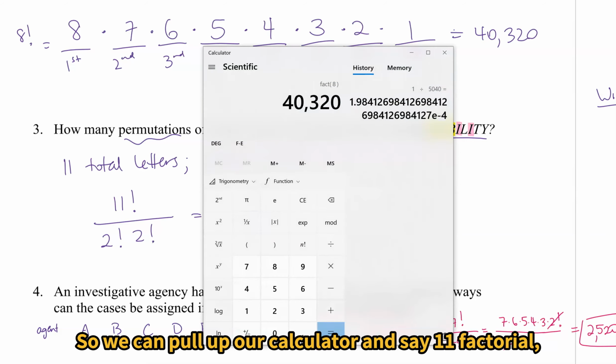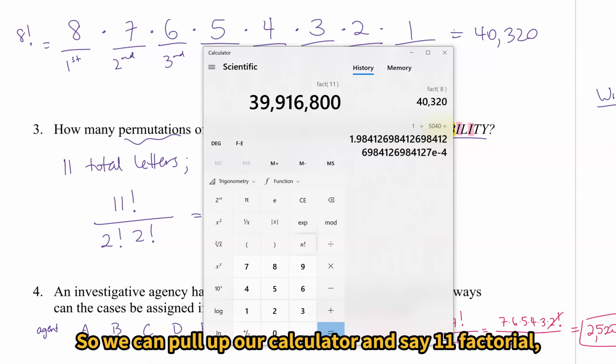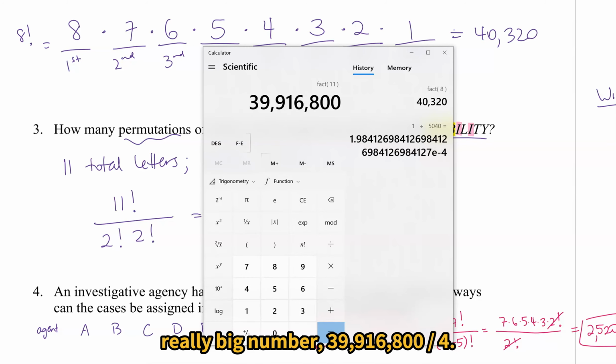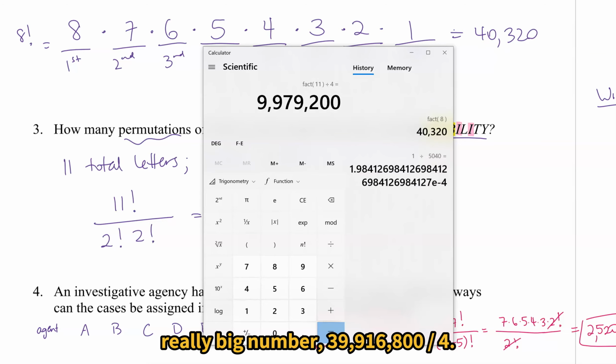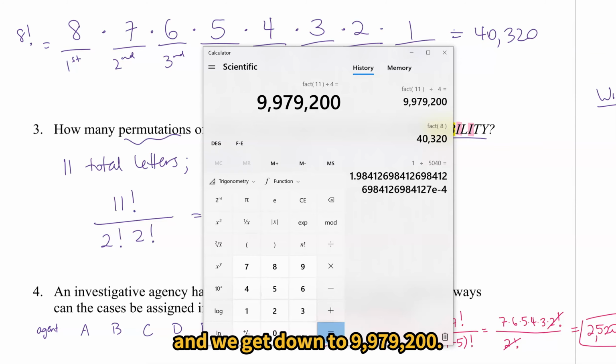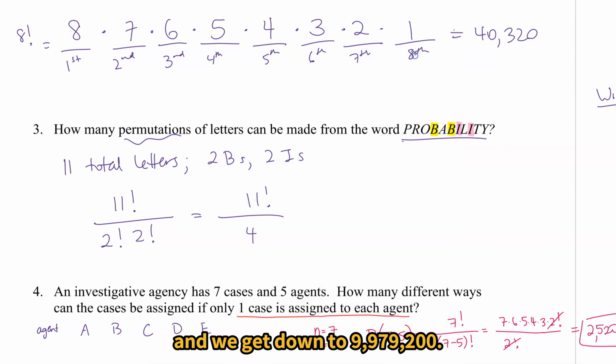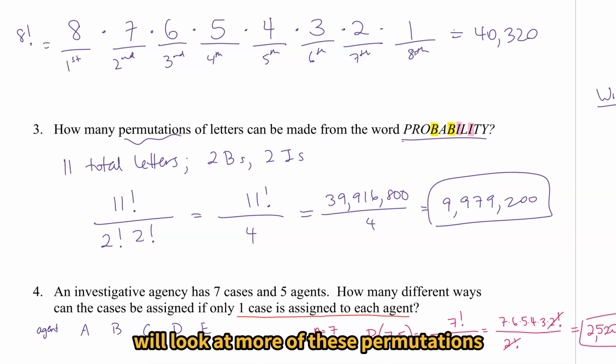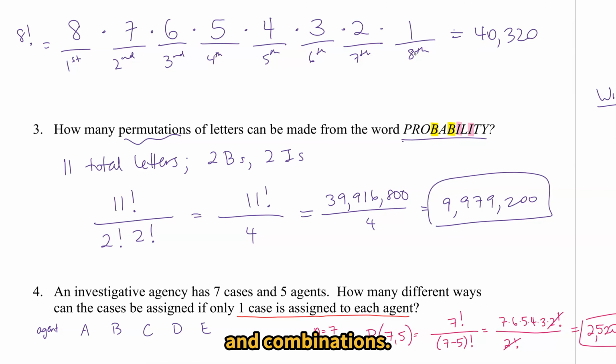So we can pull up our calculator and say 11 factorial, really big number, 39,916,800, divided by 4, and we get down to 9,979,200. And in the next part of our lesson, we'll look at more of these permutations and combinations.